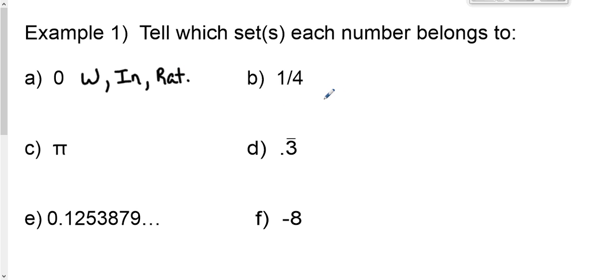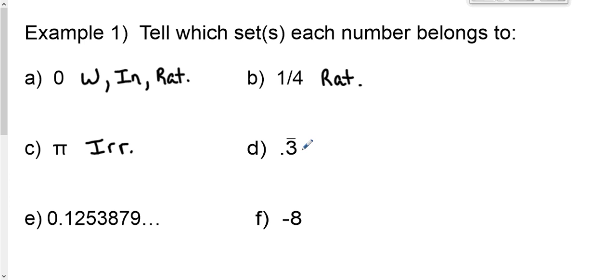All right, so then for B, we have a fraction. Could that be a natural number? No. What about a whole number? No. What about an integer? No. What about rational? Yes, remember rationals are any numbers that can be written as a fraction. Okay, what about pi? Remember, pi is an irrational number.